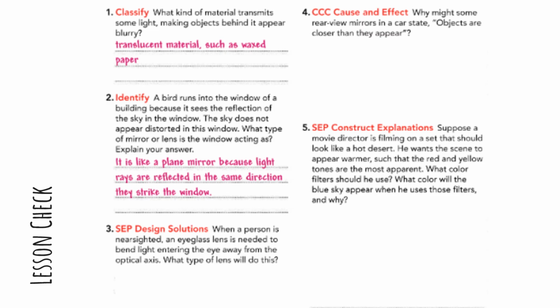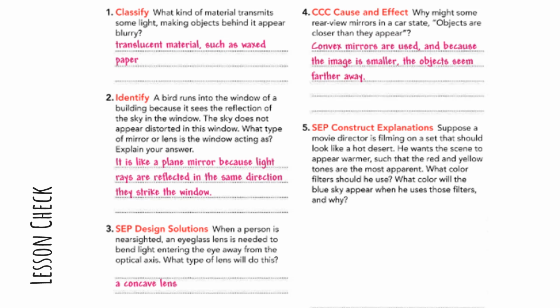3. When a person is nearsighted, an eyeglass lens is needed to bend light entering the eye away from the optical axis. What type of lens will do this? A concave lens. 4. Why might some rearview mirrors in a car state objects are closer than they appear? Convex mirrors are used, and because the image is smaller, the objects seem further away.